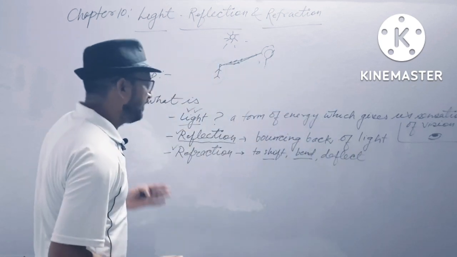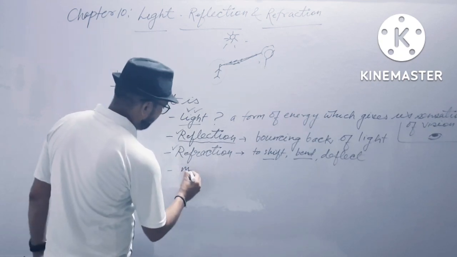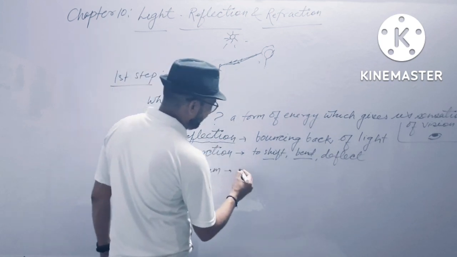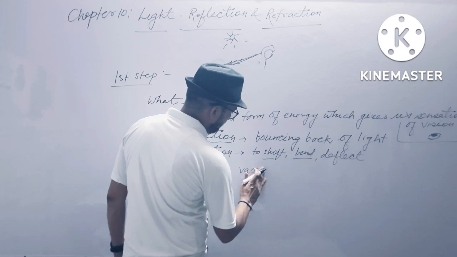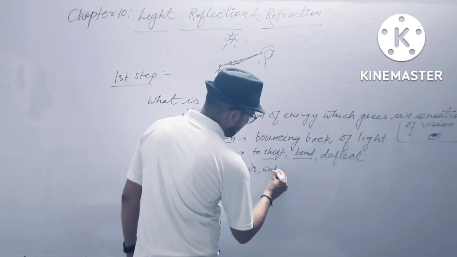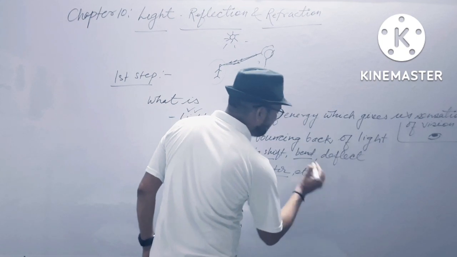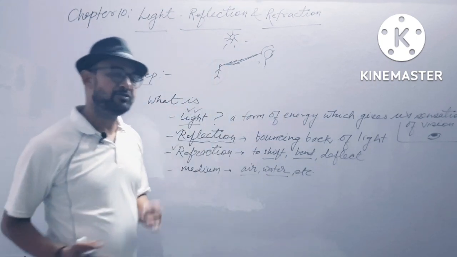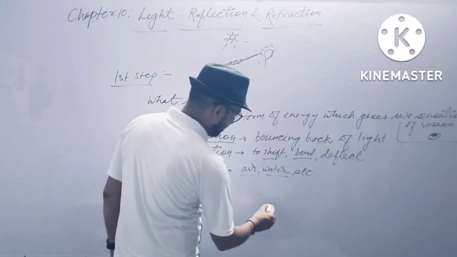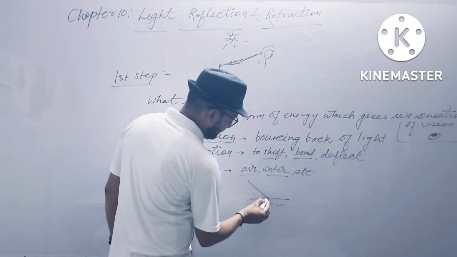Suppose light is traveling from one medium to another medium. Now next, what is medium? Like whether it is vacuum, air, water, they are called mediums for light to travel. Suppose light is traveling from air to water. Suppose it is water, and ray of light is coming this side.